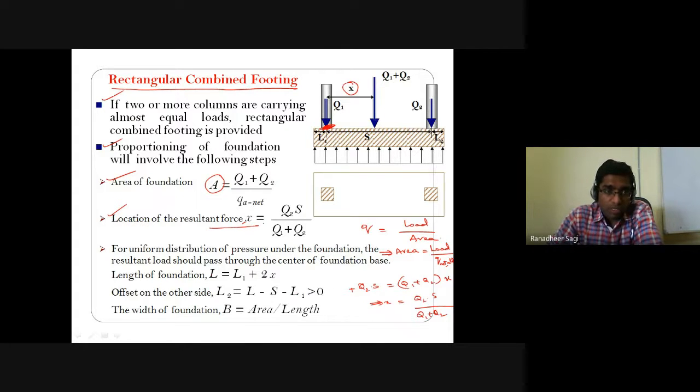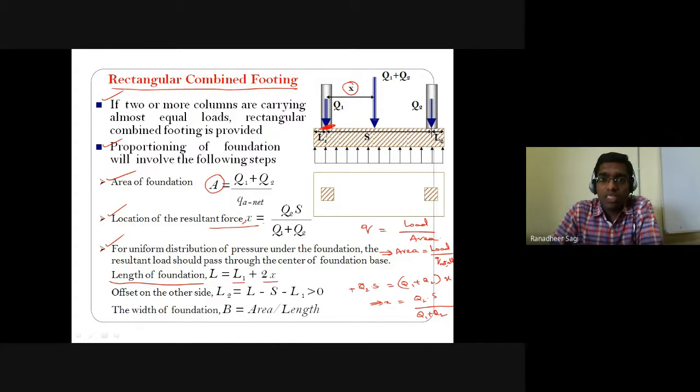So for uniform pressure, in order to ensure that a uniform pressure distribution happens from your footing onto the soil, the resultant load should pass through the center of your foundation base. So in such a particular scenario, the length of that combined footing that I am going to provide is equal to L1 plus 2x.